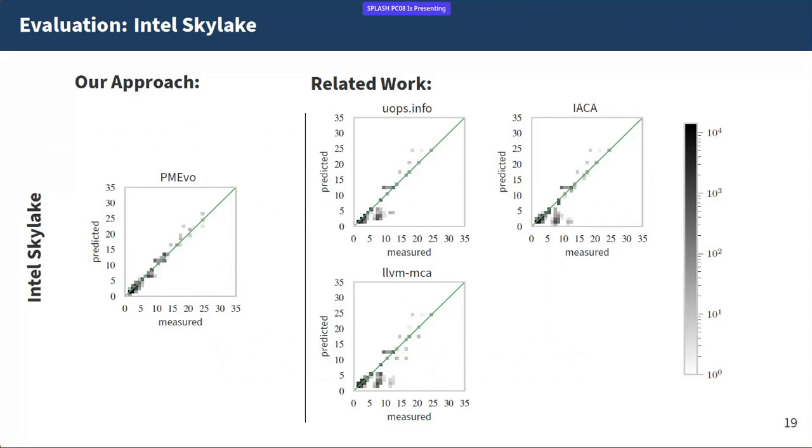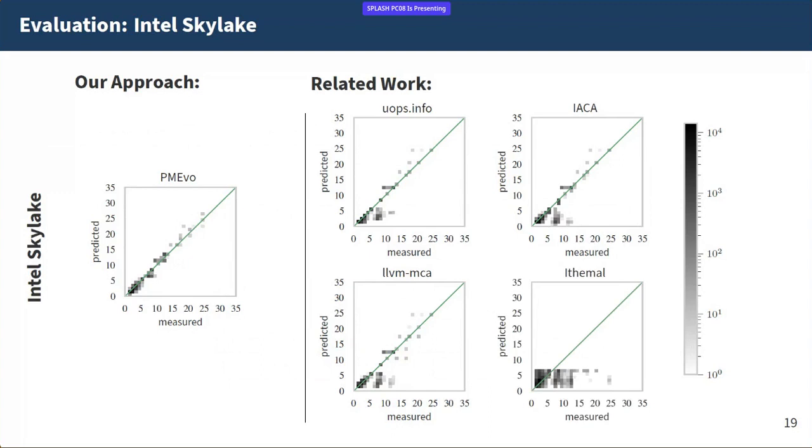Slightly different picture for ITHEMO, because there we can actually see that the measurement accuracy is not on par, which is quite interesting because they do report high numbers in their paper. One possible explanation for that is that we're just looking at dependency-free code, whereas they trained and also evaluated their neural network on code that was emitted by a compiler for benchmarks, which means that we would expect there, for example, way more dependencies than in our code. But still, an interesting data point to consider.